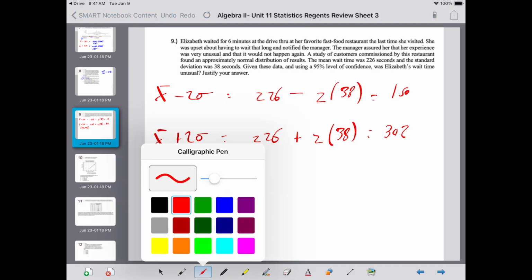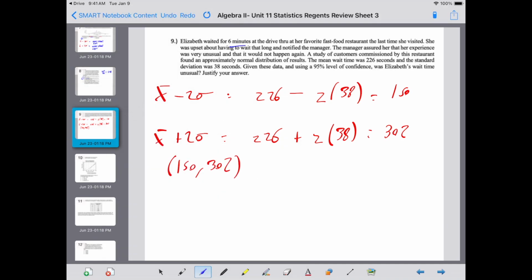Elizabeth's wait time was 6 minutes. So how many seconds is 6 minutes? There's 60 seconds in a minute, so 6 times 60 is 360. Was Elizabeth's wait time unusual? Yes.